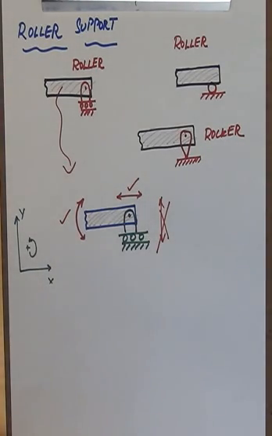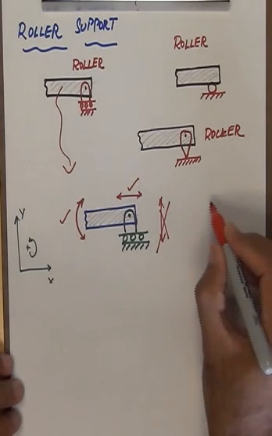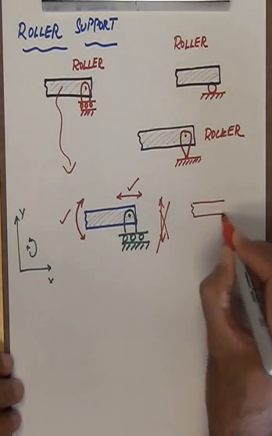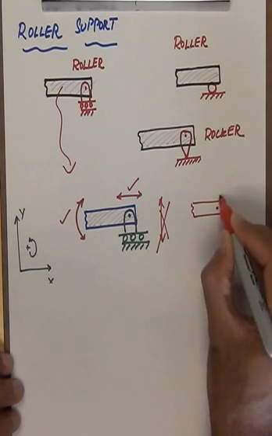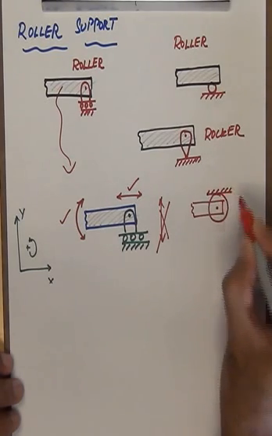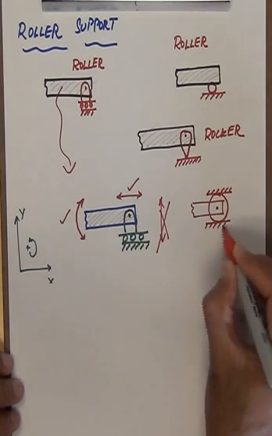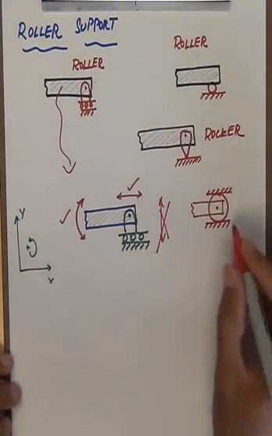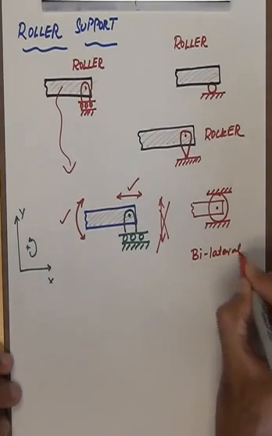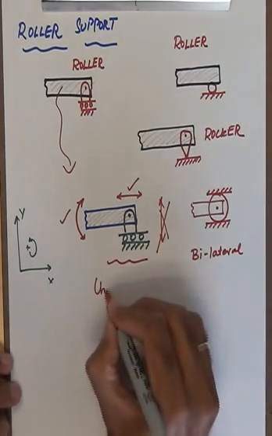Sometimes you will also see rollers with a bilateral constraint. An example of that being you could have a rigid body here, and then you could have a huge roller element, and then it will be affixed with walls on both sides. So this will be a bilateral constraint, and this will be a unilateral.